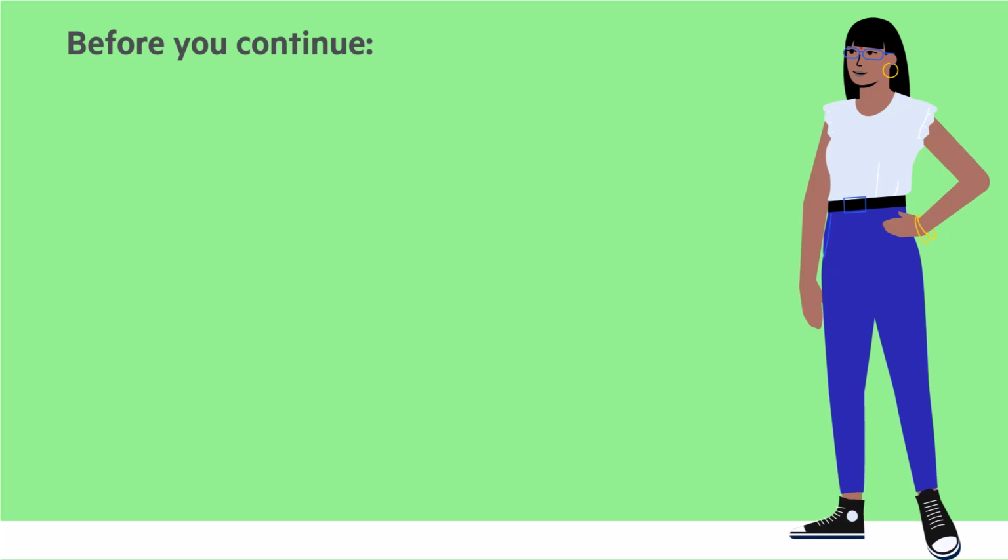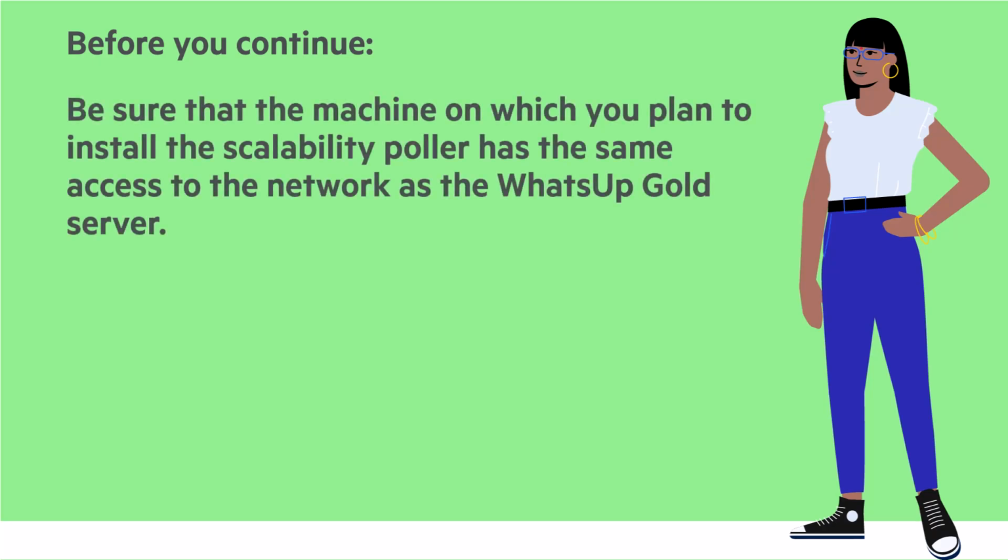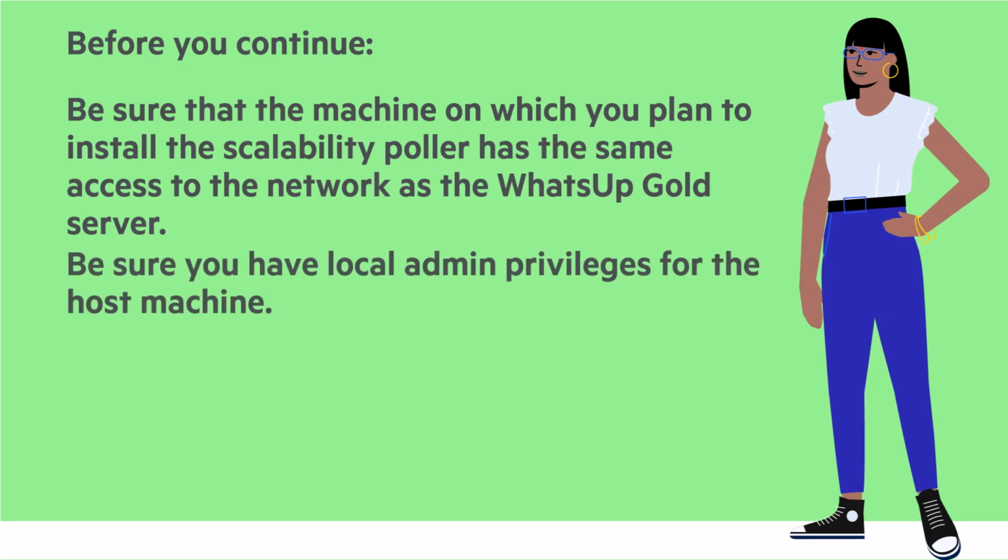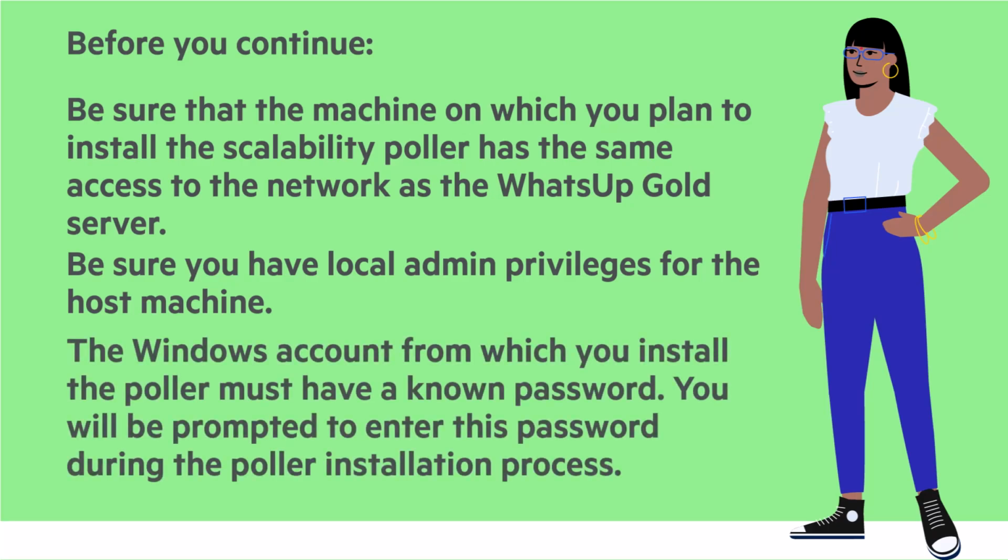Before you continue, be sure that the machine on which you plan to install the scalability poller has the same access to the network as the WhatsUp Gold server. Specifically, the network configuration must allow for ICMP, SNMP, and WMI protocols. Be sure you have local admin privileges for the host machine. The Windows account from which you install the poller must have a known password.